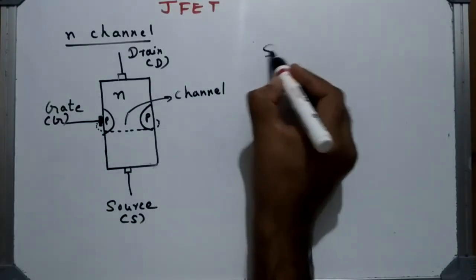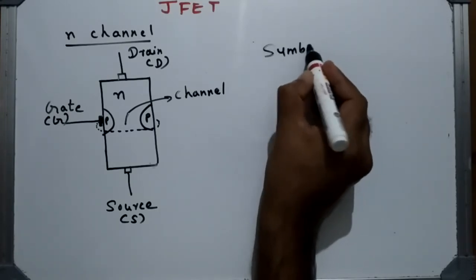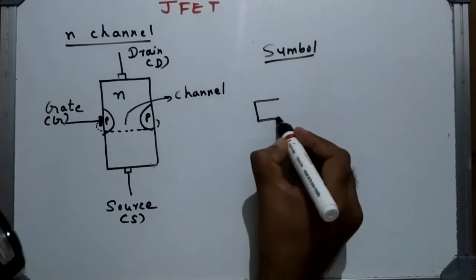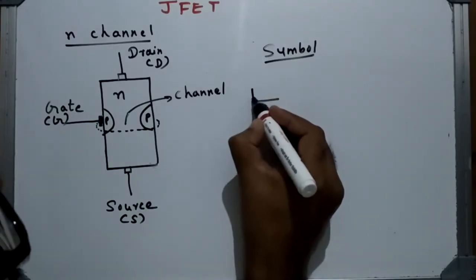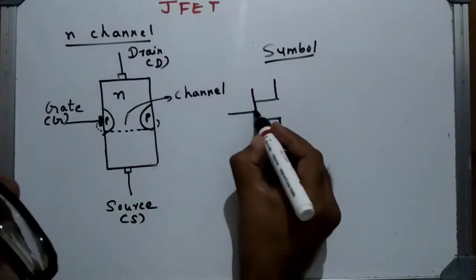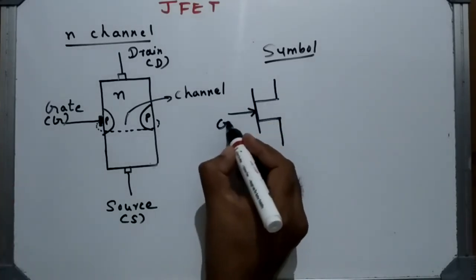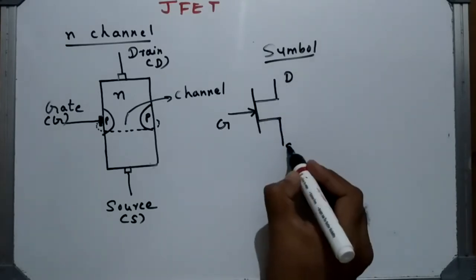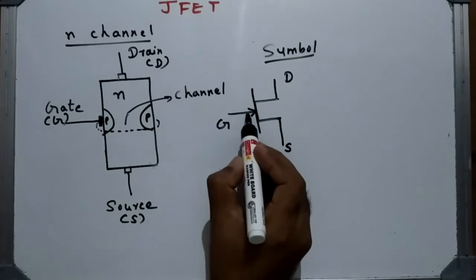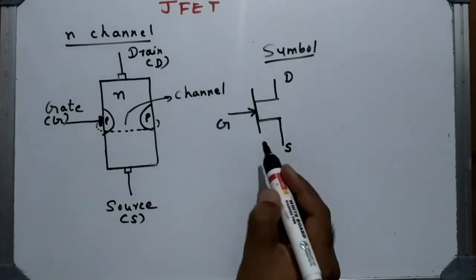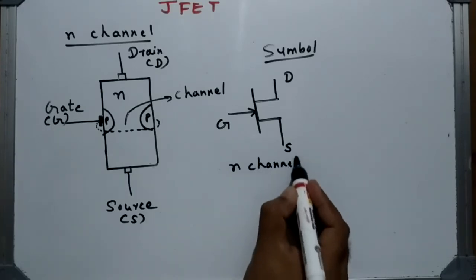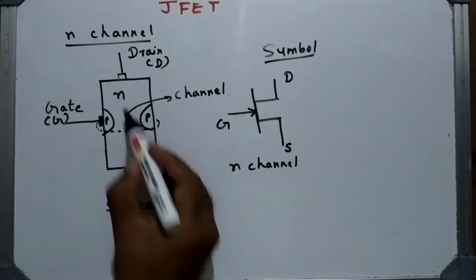Now what is the symbol? Symbol of an N channel JFET is this. This is the gate, this is the drain, and this is the source. Now here there is an arrow attached to the gate. This is inwards, which means this is an N channel JFET. Now why is this called an N channel JFET? Because the channel is of type N.